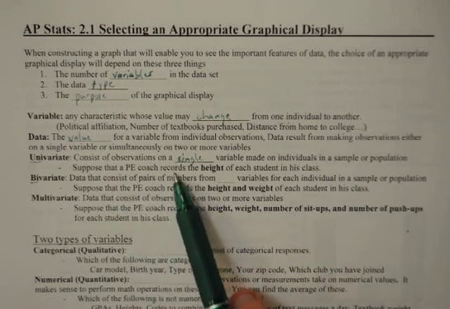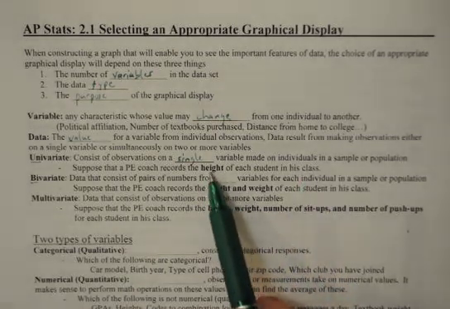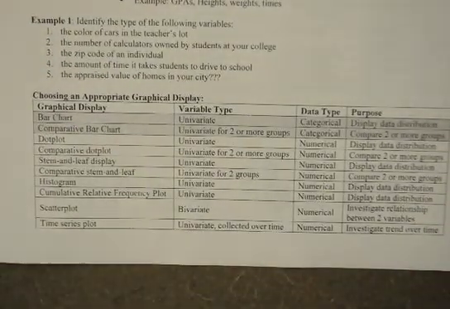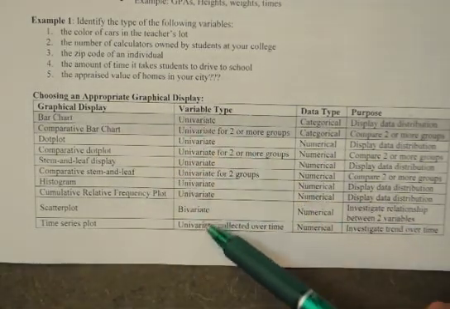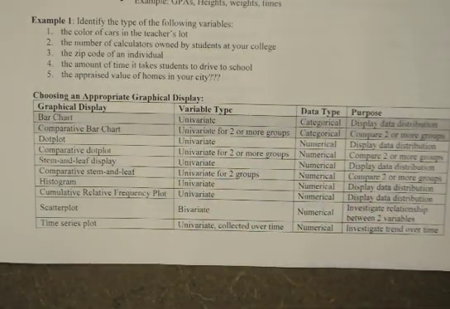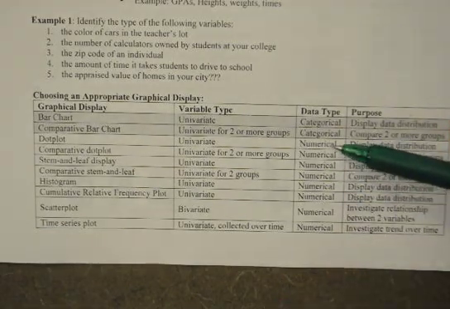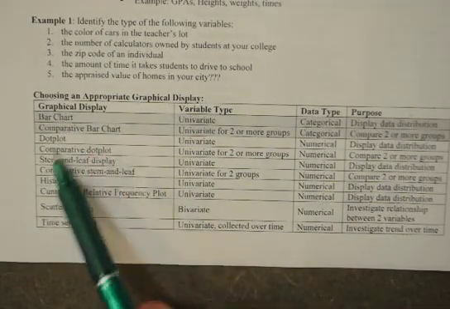Suppose that a PE coach records the height of each student in his class. Okay, so how would we display that in a graph? You've got quite a few options for univariate data. Height would be considered quantitative or numerical, and it's continuous. So you'd probably pick one of these.